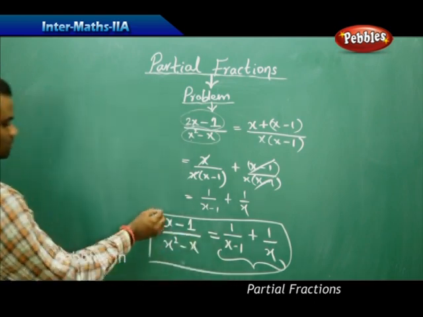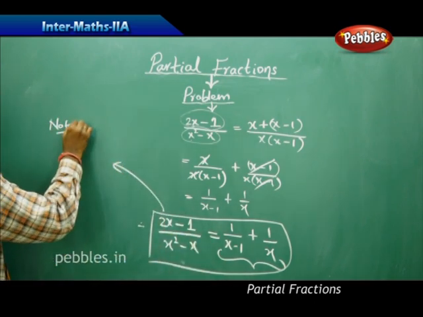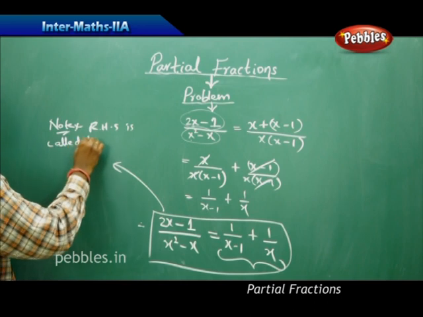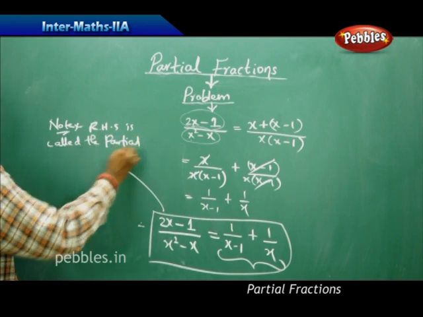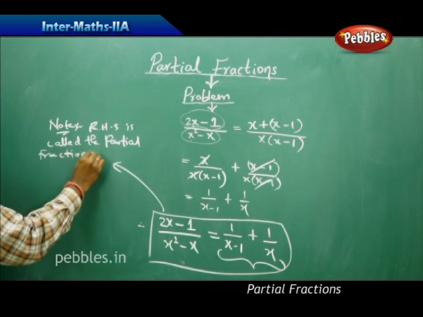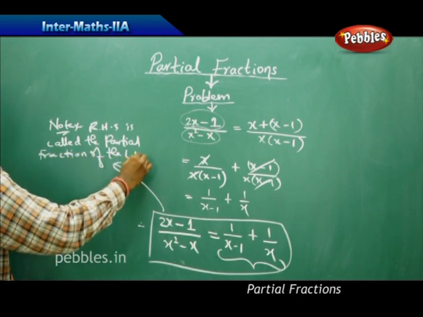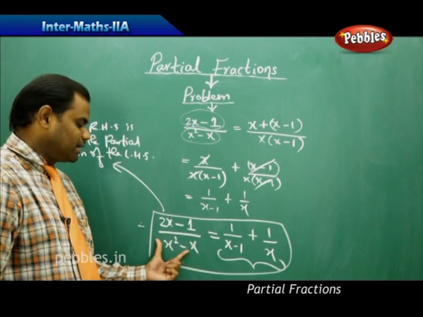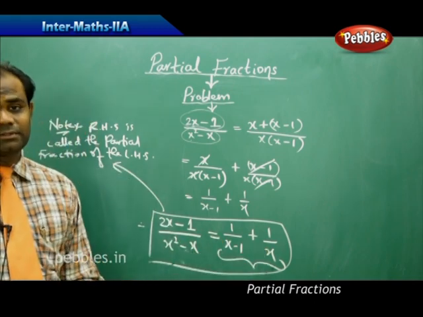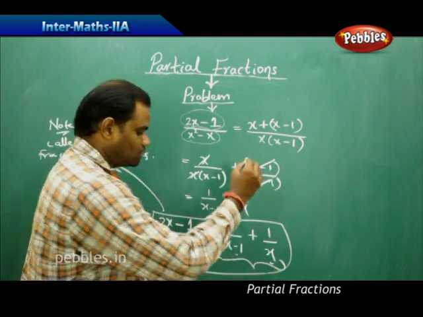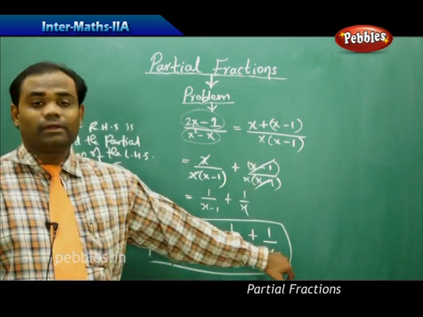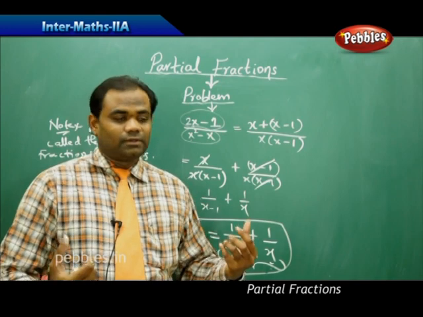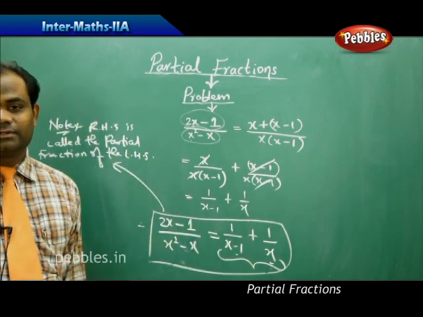The right hand side is called the partial fraction of the LHS, because this can be expressed as a sum of two proper fractions, where the denominators are irreducible polynomials of power 1 each. This is how we understand the partial fractions which are split off the given fraction as sum or difference.